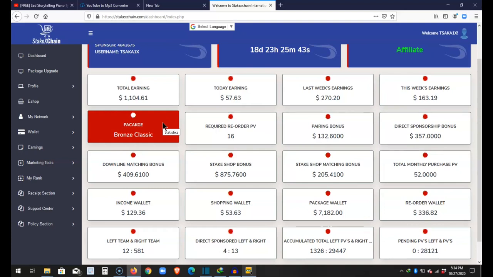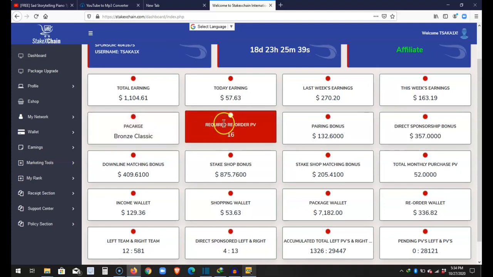Okay, so that is the package size. Then we have the required reorder PV. Now this shows the minimum PV to be accumulated for this particular account so that the account can be put back on passive income. That's the non-referral income. Okay, now this basically shows you that you need to buy products up to this PV minimum so that you can start earning passive income again.